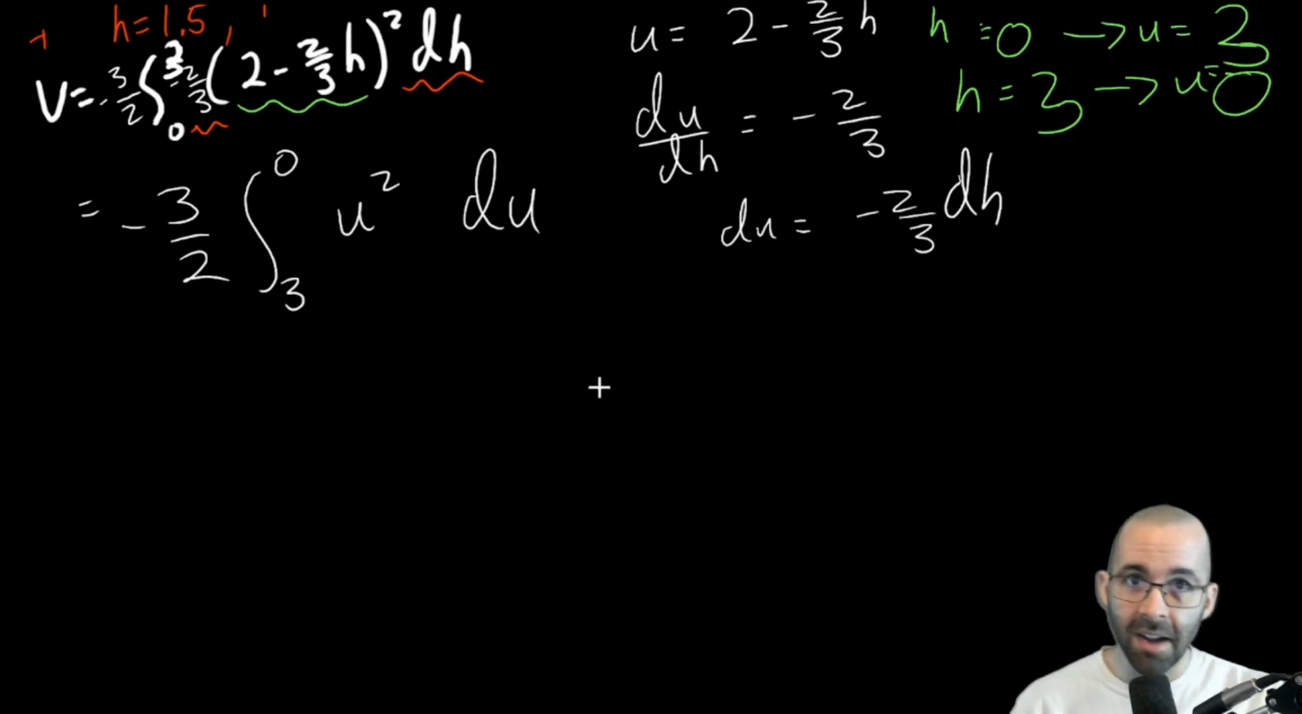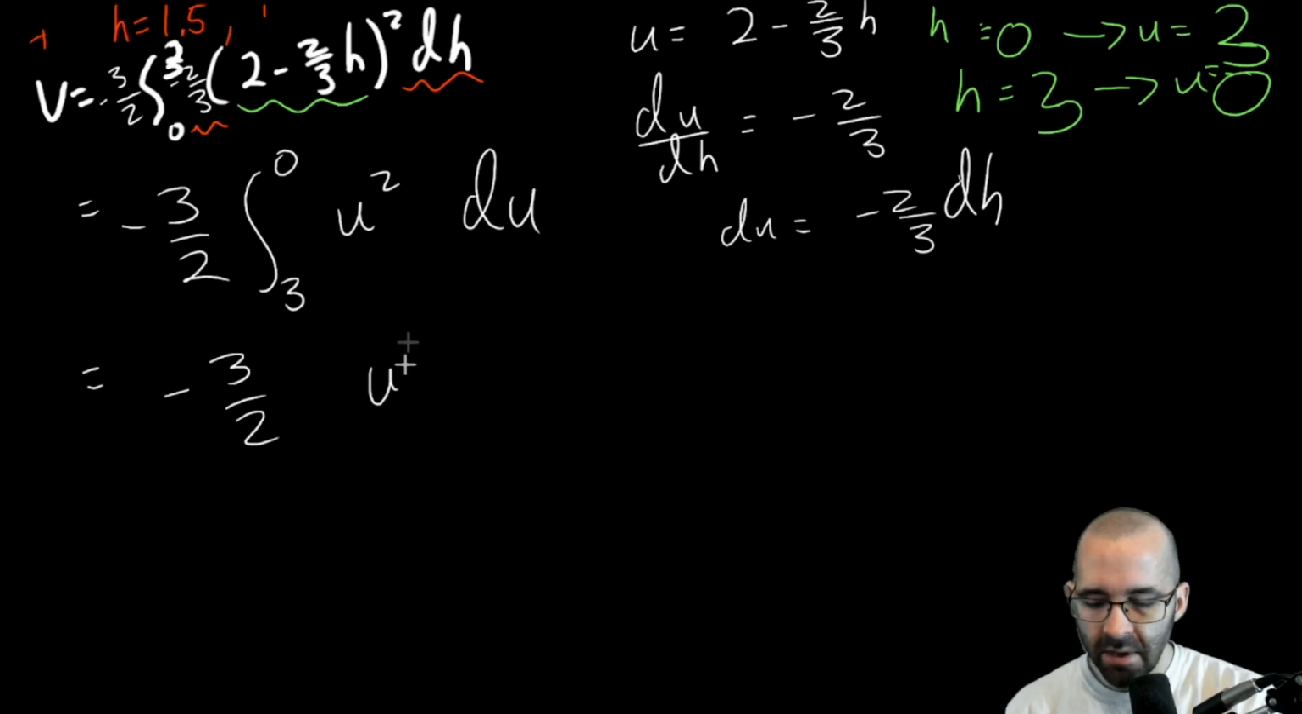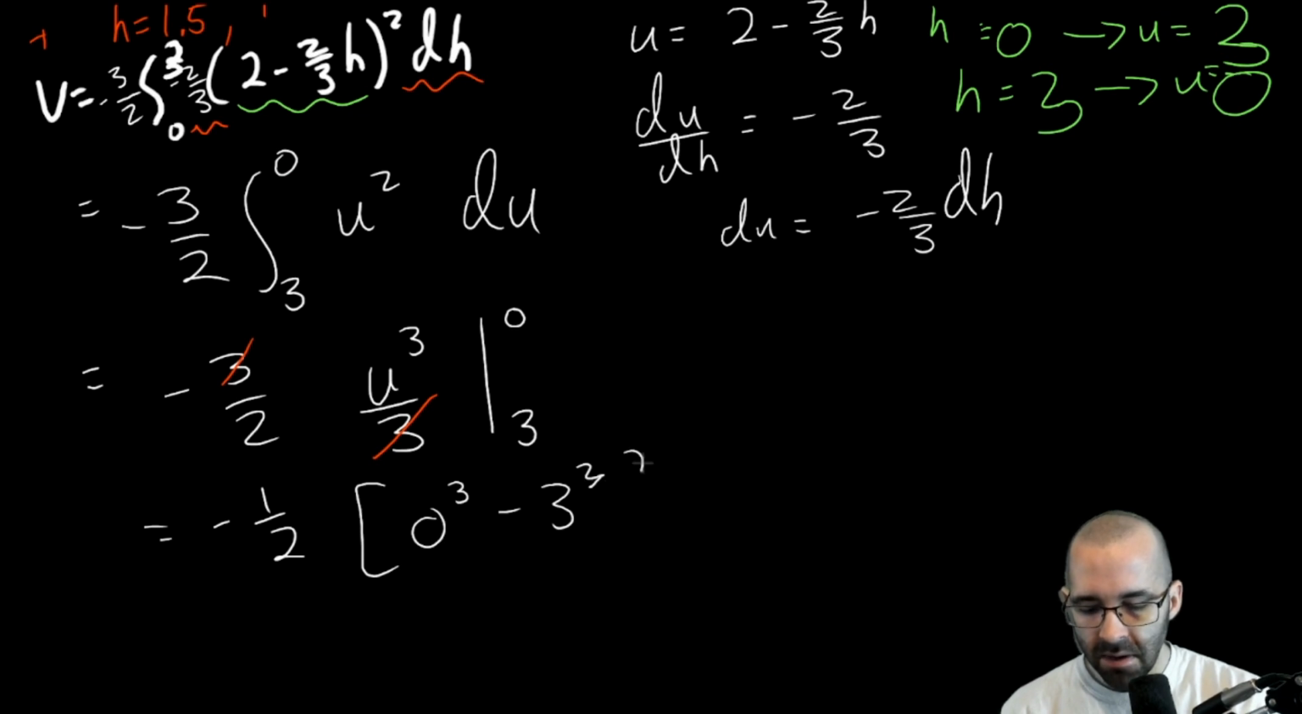So I know this is a lot. That's okay. We'll do a lot more practice in the next video, just kind of introducing some methods, and then we'll formalize it at the end of this video. So we get negative 3 halves. Antiderivative is u cubed over 3. We want to evaluate that from 3 to 0. Well, this is kind of nice because the 3's cancel. We just have negative a half times u cubed is 0 cubed minus 3 cubed.